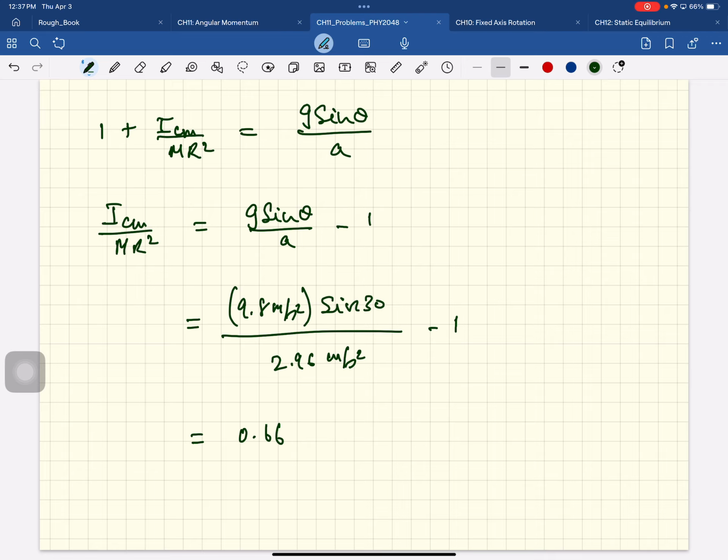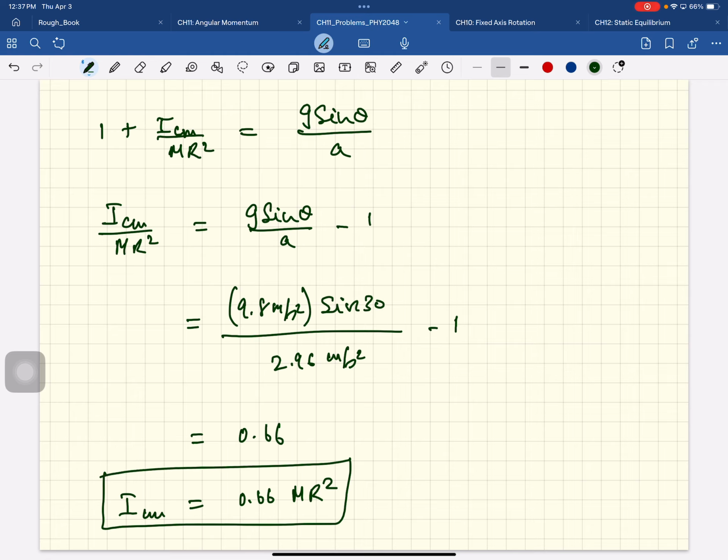Okay, it works out to 0.66. So the I center of mass is 0.66 mr squared. So the moment of inertia of the object that was rolling down the incline is 0.66 times mr squared, about 2/3 mr squared.